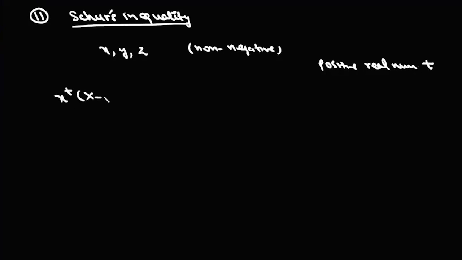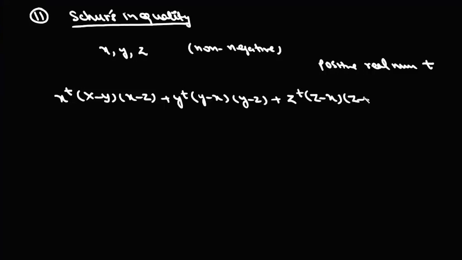x^t into (x minus y) into (x minus z) plus y^t into (y minus x) into (y minus z) plus z^t into (z minus x) into (z minus y) is always greater than or equal to 0. Now this inequality is known as Schur's inequality.